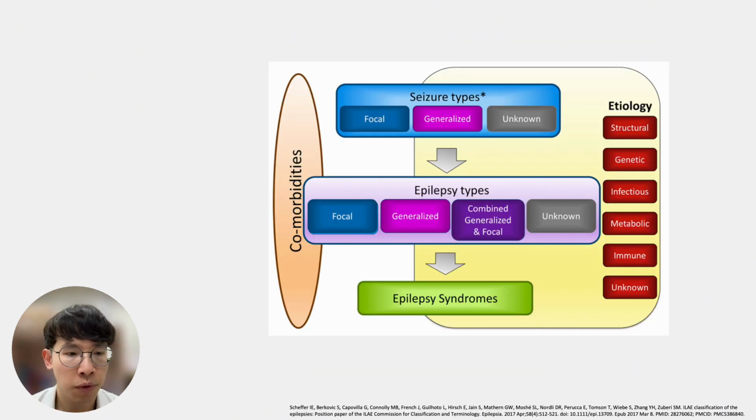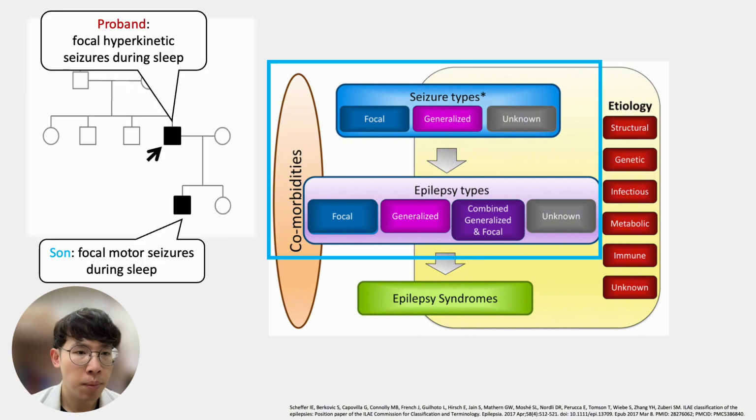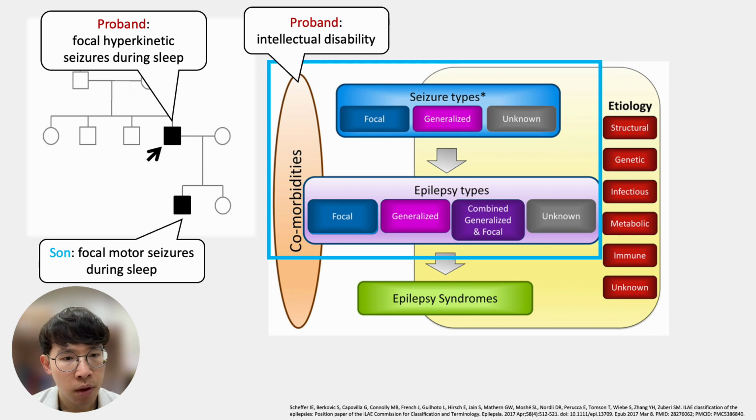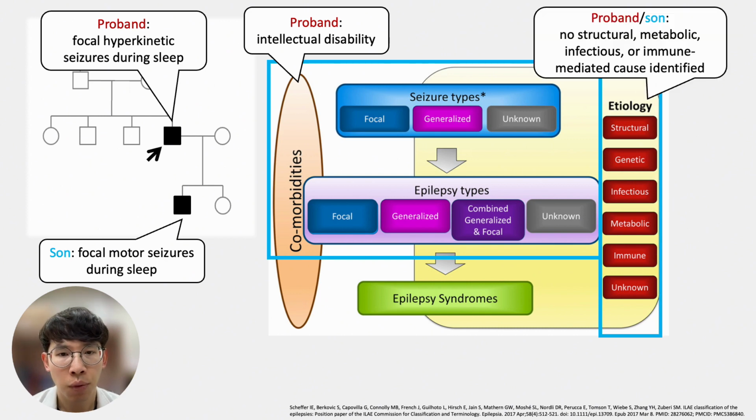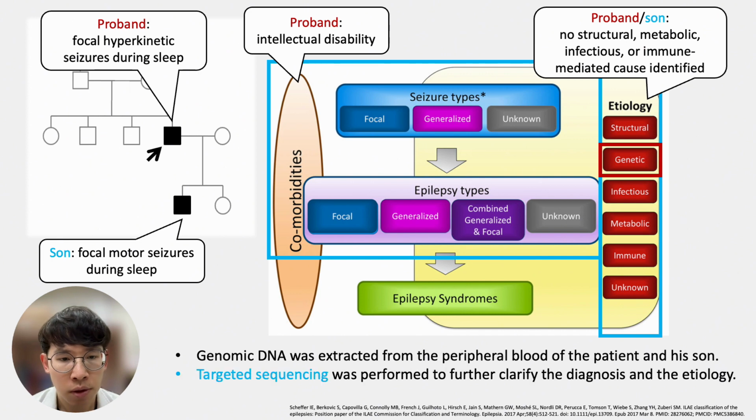Okay, now I'll make a brief summary. Regarding the seizure types, our patient had focal hyperkinetic seizures, and his son had focal motor seizures. These seizures all occurred during sleep. Regarding comorbidities, our patient had intellectual disability. And as for the etiology, we didn't identify any structural, metabolic, infectious, or immune-mediated cause. But because the patient and his son had epilepsy with a similar presentation, we suspected a genetic cause.